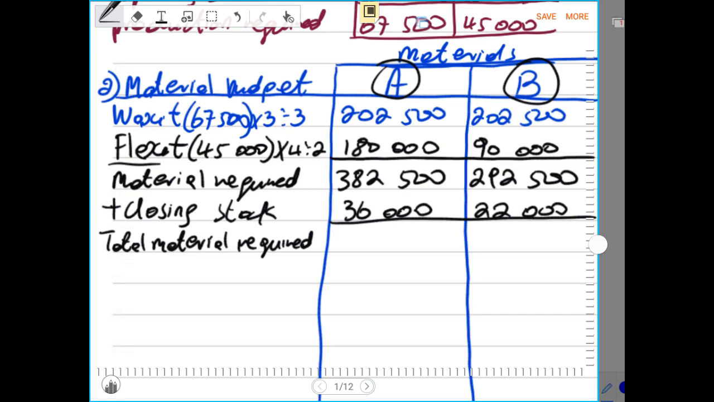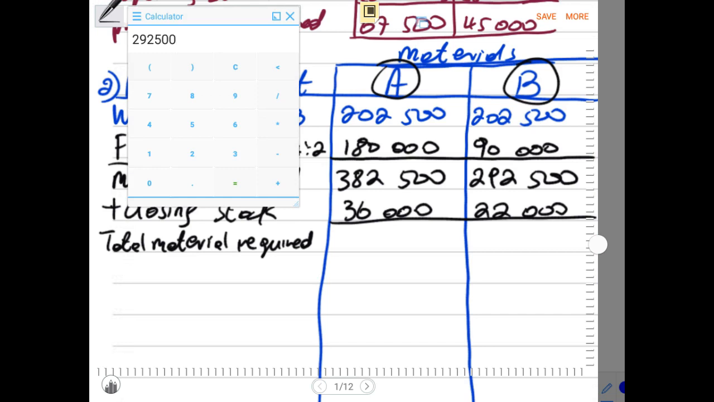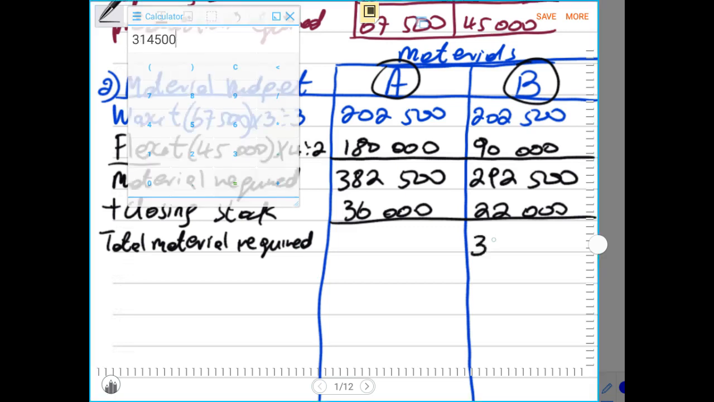Total material required. Our total material required is the sum of 292,500 plus 22,000, and this will give us 314,500.